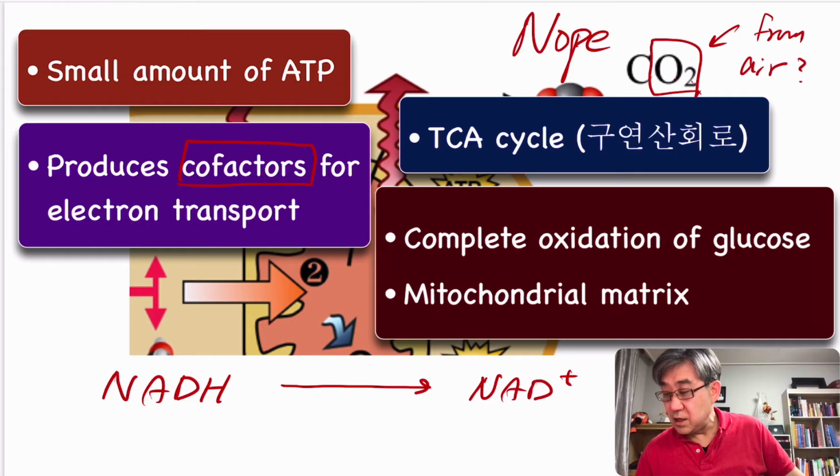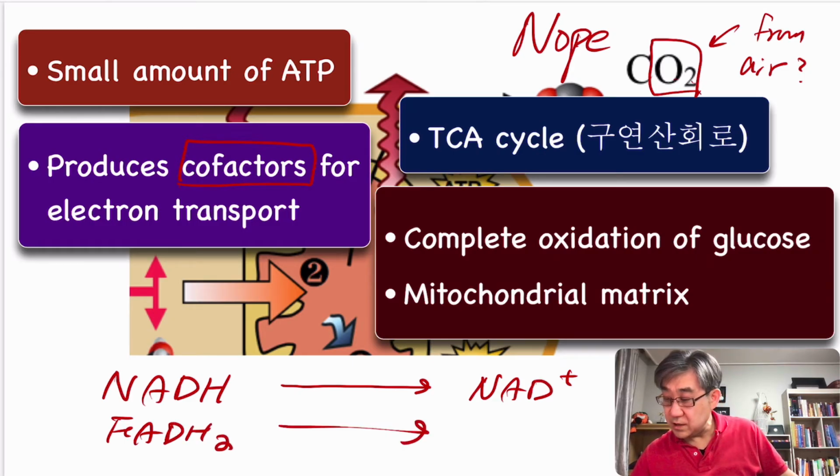NADH is one such middleman. It picks up hydrogen and an electron from somebody else. The origin is glucose. Then it becomes oxidized after yielding its electron and hydrogen to somebody stronger, and eventually the electron will go to the oxygen. Another such carrier produced in this cycle is FADH2. Now it oxidizes, so it will become FAD.